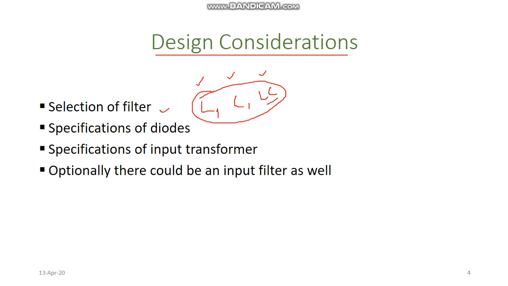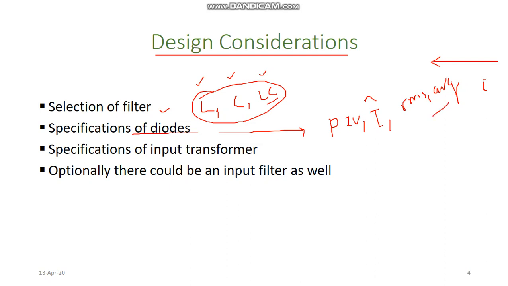Then another thing that we need to consider is the specification of diodes. We will start designing our circuit from the load side, and from the load side will move towards the source side. So in the specification of diodes, we will consider the peak inverse voltage of these diodes, the peak value of the current, RMS value of this current, and the average value, and the other parameters that we have previously discussed.